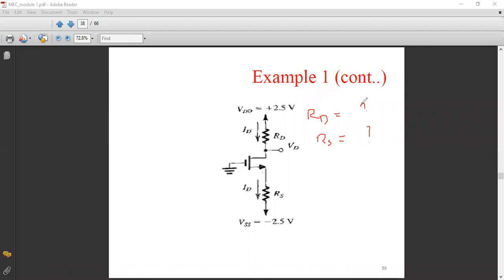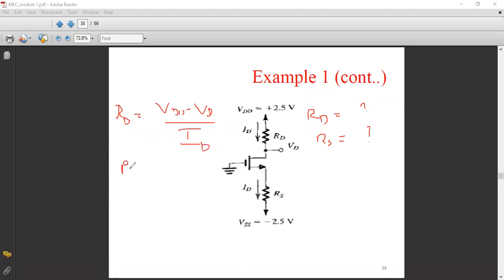Tell me how you will find RD. How can you find RD? VDD minus VD divided by ID, sir. Very good, very good. Resistance is potential difference divided by current. So RD is equal to VDD minus VD, because current is flowing from higher voltage to lower voltage, right? So VDD minus VD divided by ID.